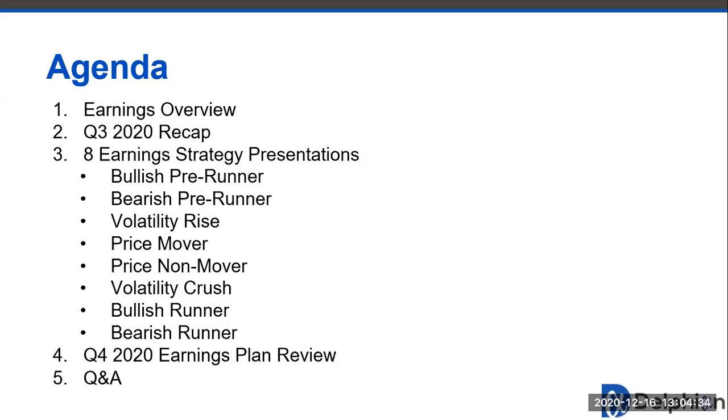So after Sudhir presents his Q3 results, we're going to go through each of the 8 trading strategies. You can see them there. Bullish, bearish, pre-runners, the vol rise, price mover, price non-mover, volatility crush, and then you have your 2 runners. After that, we're going to show you some of the tools in the system, specifically our earnings plan, and how you can create alerts for real-time trading based off of what we created. And then we'll end up with a Q&A.